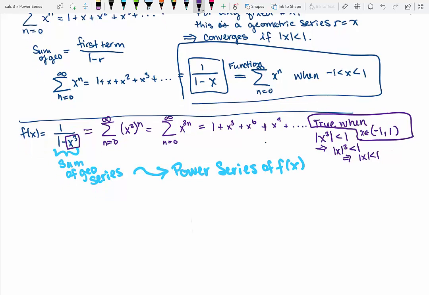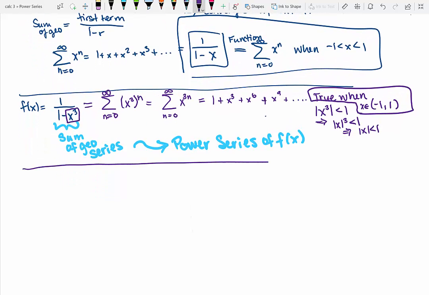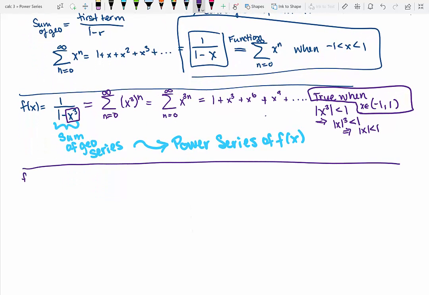All right, let's look at another one. Let's do this again. How about the function f of x equals 1 over 1 plus x squared? Remember, the game is I want to look at it as 1 over 1 minus some r. So what would my r be? That's 1 over 1 minus a minus x squared. The double minus makes it a plus. And so what's playing the role of my r here is negative x squared.